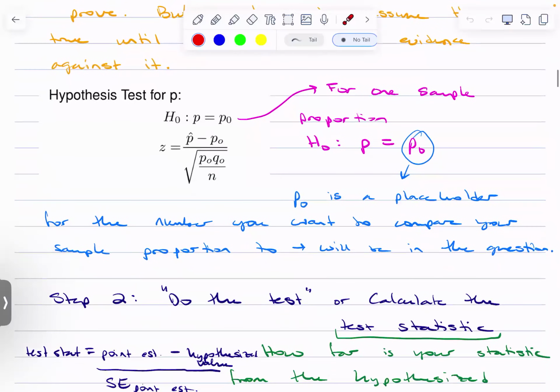Which brings us to step 2. Step 2 in this case is calculate a test statistic, or in any case, is calculate a test statistic. I call it do the test. I think it's catchier, do the do.